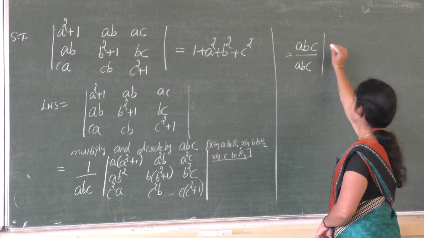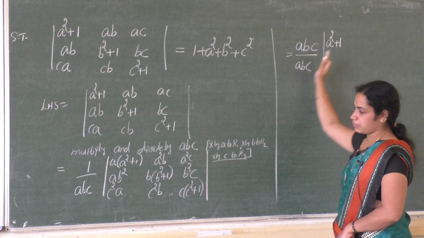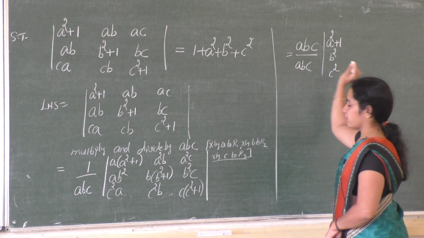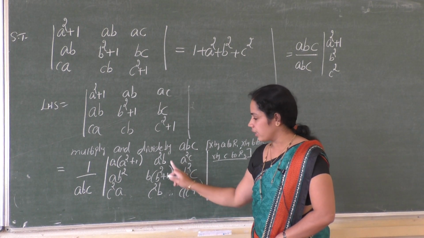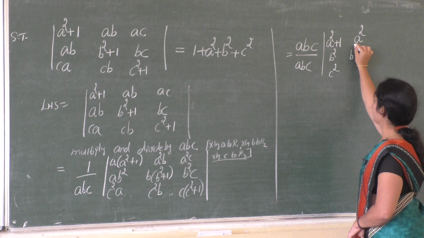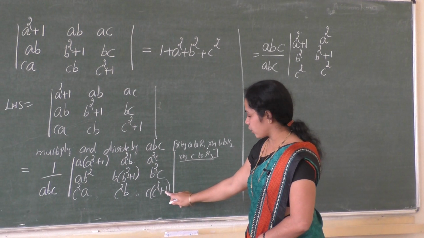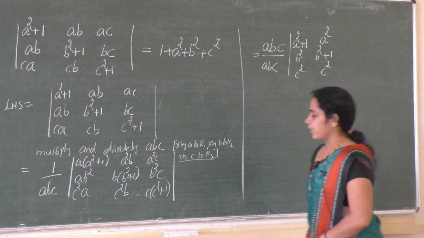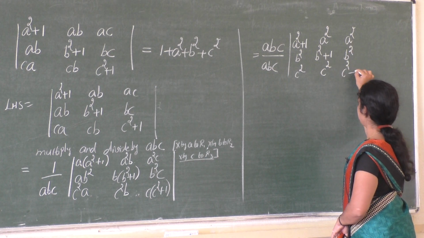What is remaining now? A square plus 1. From the first column A is outside, so what is remaining? A square plus 1, B square, C square. From the second column, B is taken outside. Write the remaining values: A square, B square plus 1, C square. What about the third column? From the third column C is taken outside. What is remaining? A square, B square, C square plus 1.